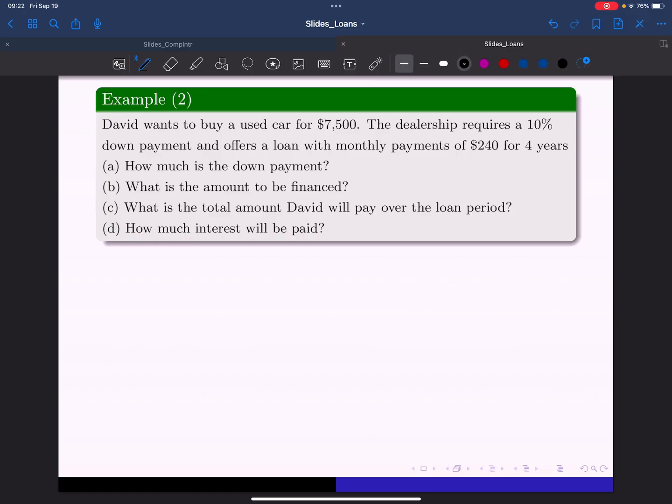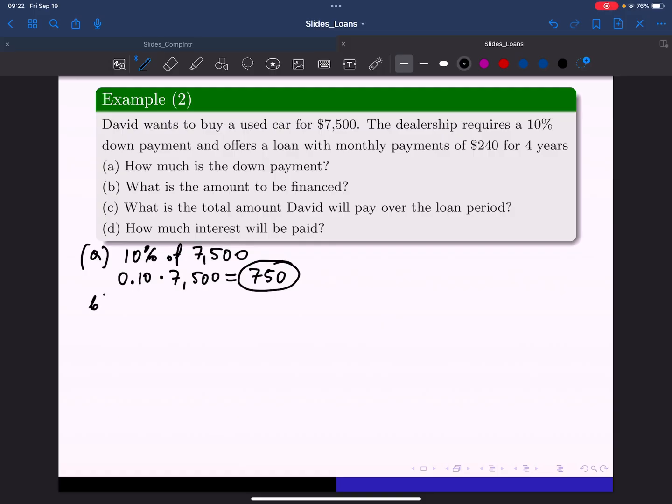So part A, the down payment is 10% of 7,500. How do we calculate it? We change to a decimal, 0.1 or 0.10, times 7,500, and that gives me 750. So the down payment is $750. What is the amount to be financed?